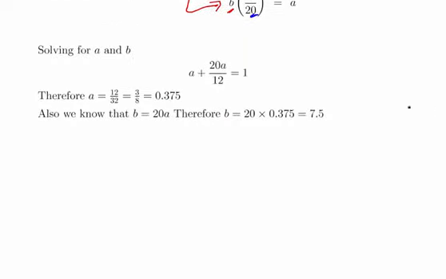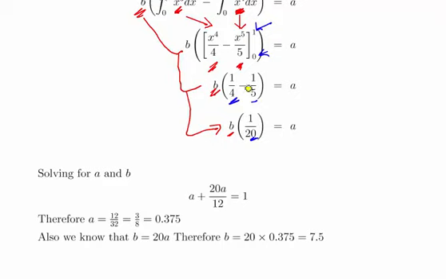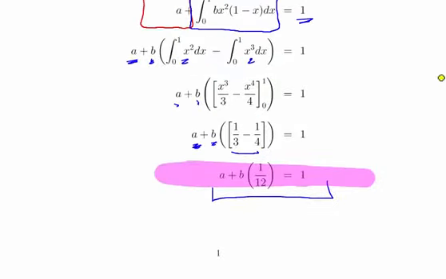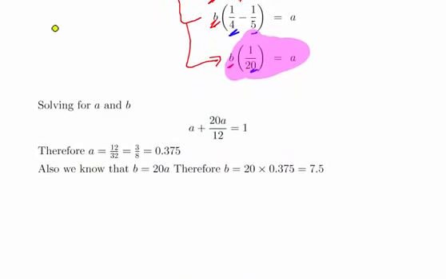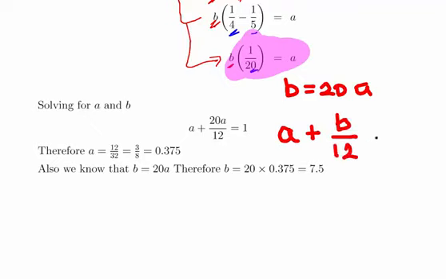So we have two equations and two unknowns. We have this expression here, and this expression over here. Essentially what we can do is combine them into one single expression. What I've done there is re-express this as b equals 20a. And just above we had a plus b over 12 equal to 1.